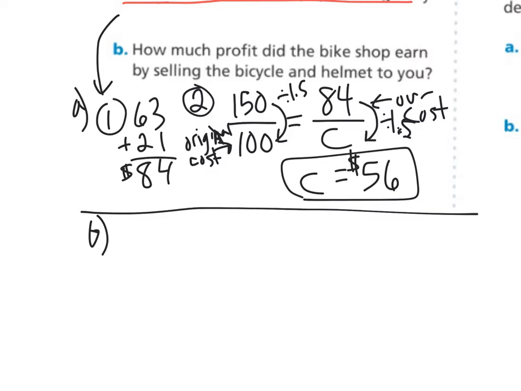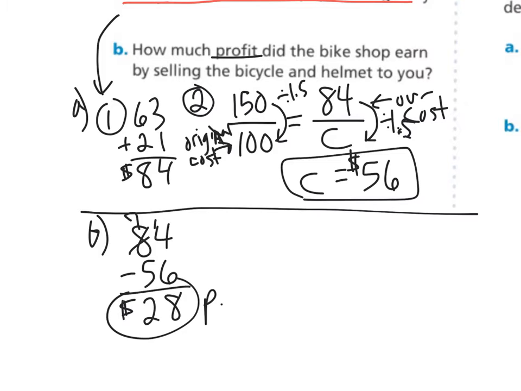Okay, and then part B, how much profit did the bike shop earn? Profit is basically how much they sold it for more than what they bought it for. So we'll just subtract those, and we could see that would be a $28 profit.